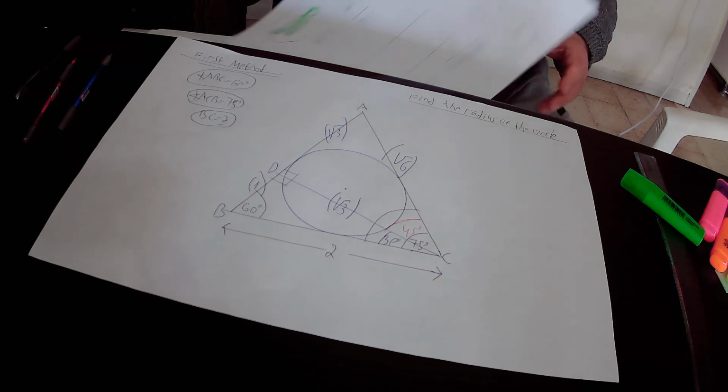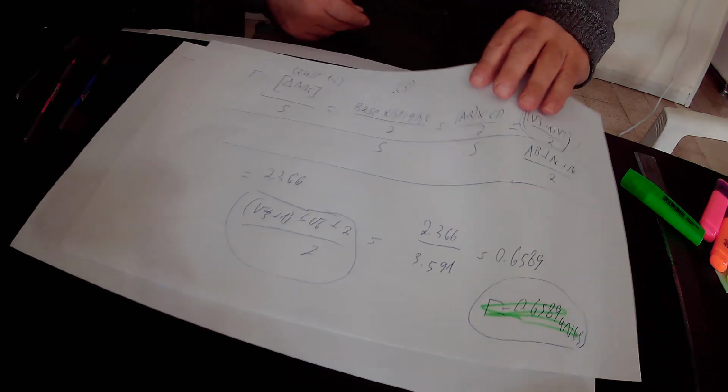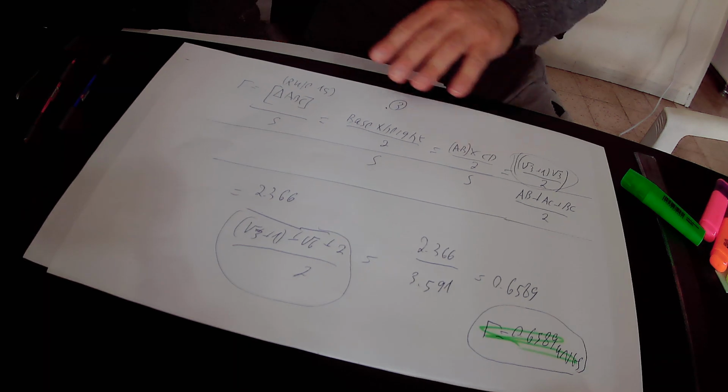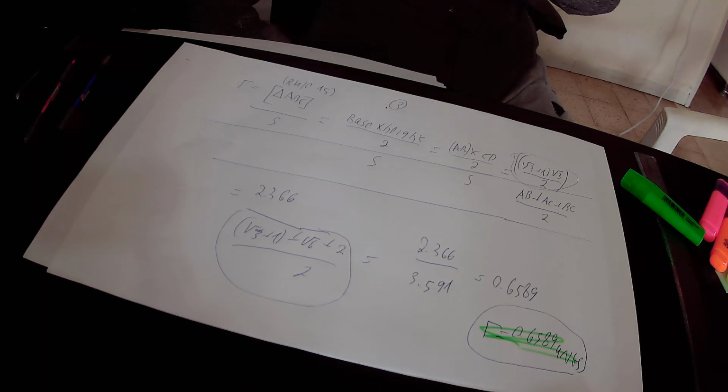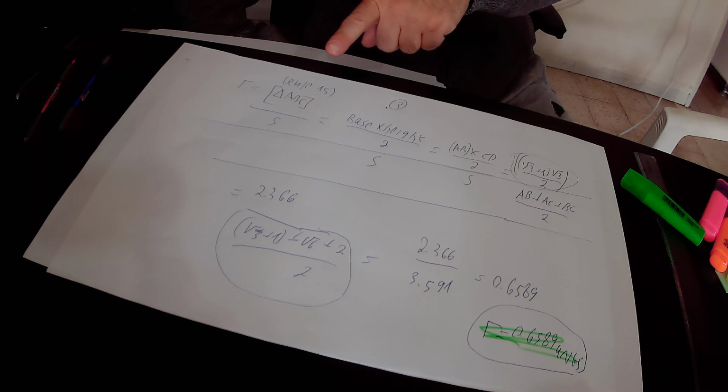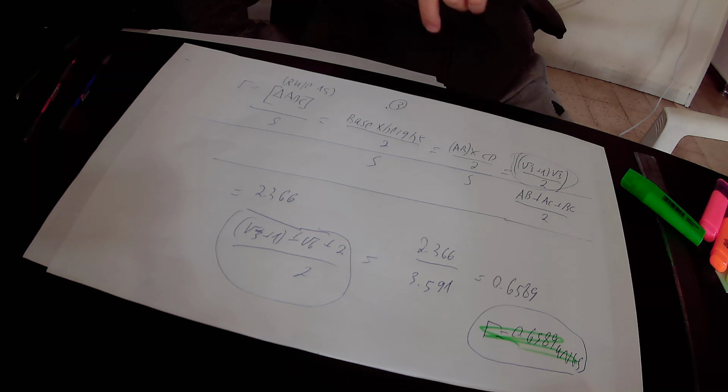I repeat again, according to rule number 15, the radius R that we are looking for, of our circle, equals the area of triangle ABC that blocks the circle over the semi-perimeter of the same triangle, triangle ABC.